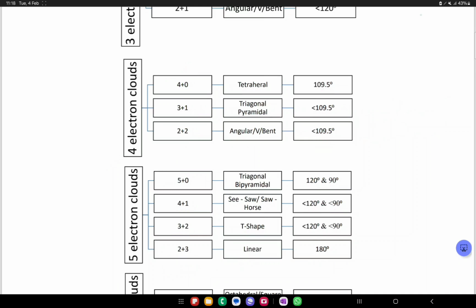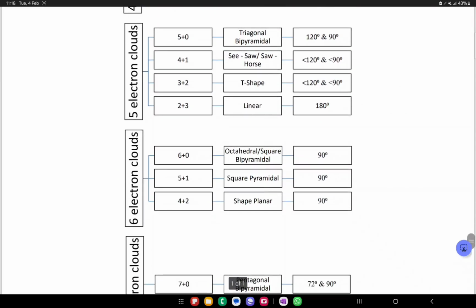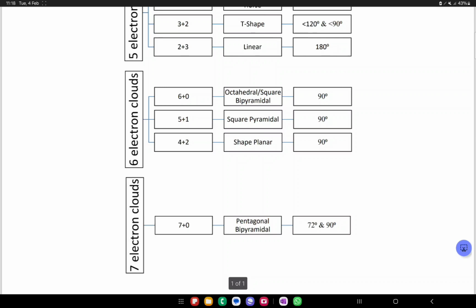When a molecule has six electron clouds, condition number 1 will be 6 plus 0, all six bond pairs, no lone pair. Shape is regular octahedral or square bipyramidal. Bond angles 90 degree. If a molecule has five bond pairs and one lone pair, shape changes to square pyramidal, bond angles again 90 degree. 4 plus 2, the shape is square planar, bond angle 90 degree.